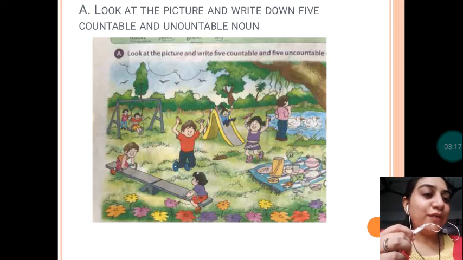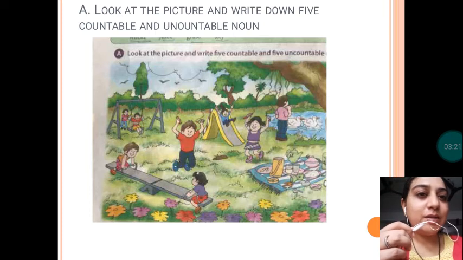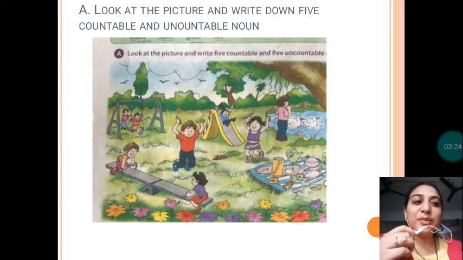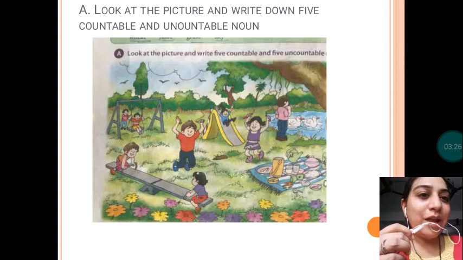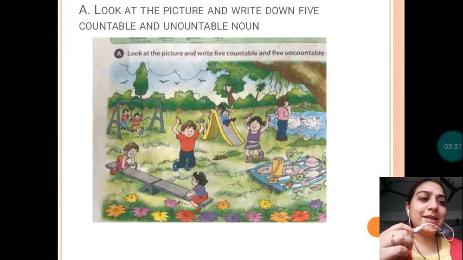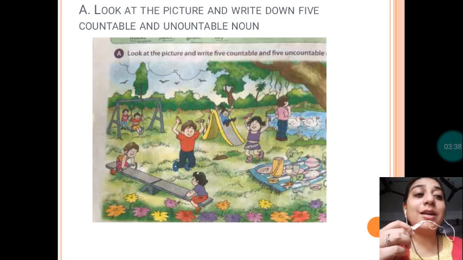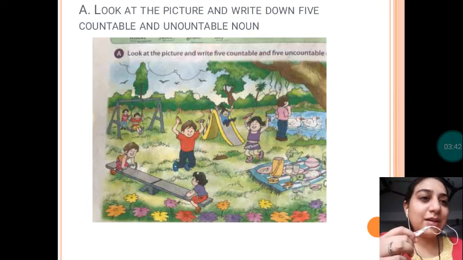Students, first of all, let's clarify the picture. In the picture you can see there are children playing, so children are countable. You can see the flowers, they are countable. There is one slide. There are 2 ducks. And you can see the plates over there. So what is uncountable in the picture? Uncountable is the grass. You cannot count each and every piece of grass.